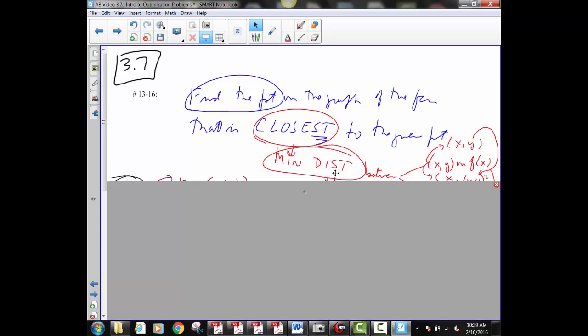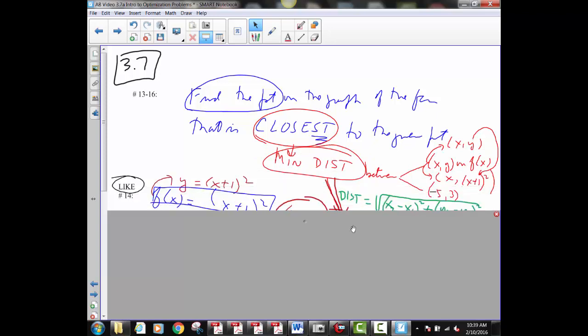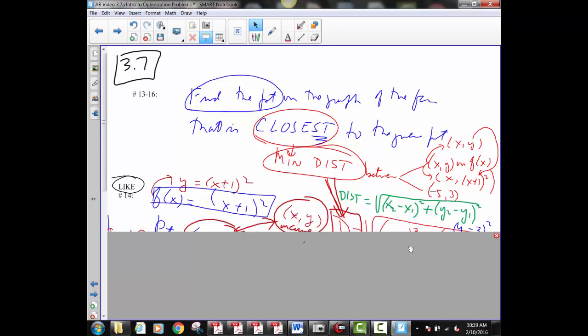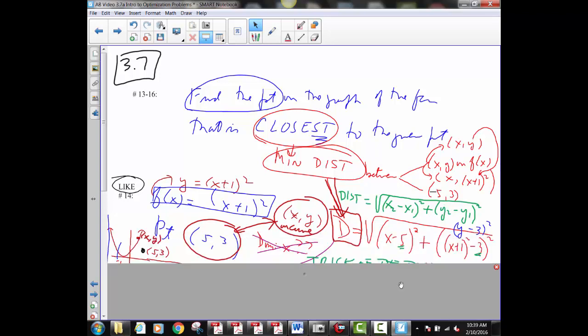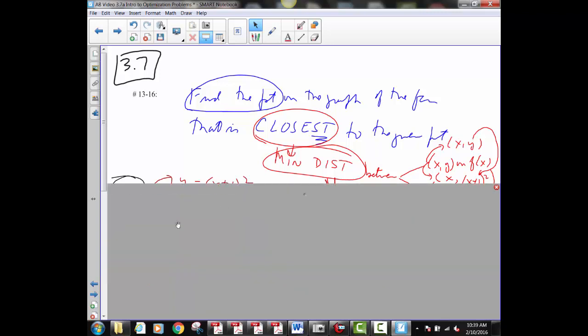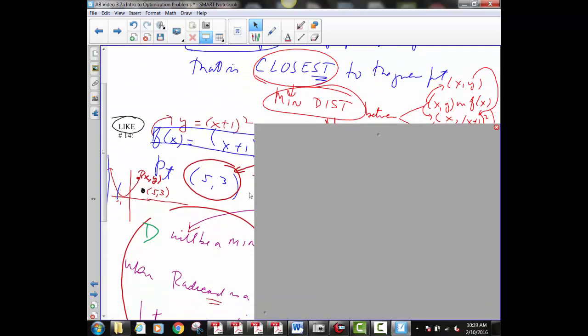Closest means minimum distance, and the distance between 2 points is going to be the distance formula. So you've got a point on the curve, some random point x,y, in this case number 14. So here's your function, and here's your point. If I draw a picture of this, so you know that this is a parabola turning up, and I moved it to the left one.